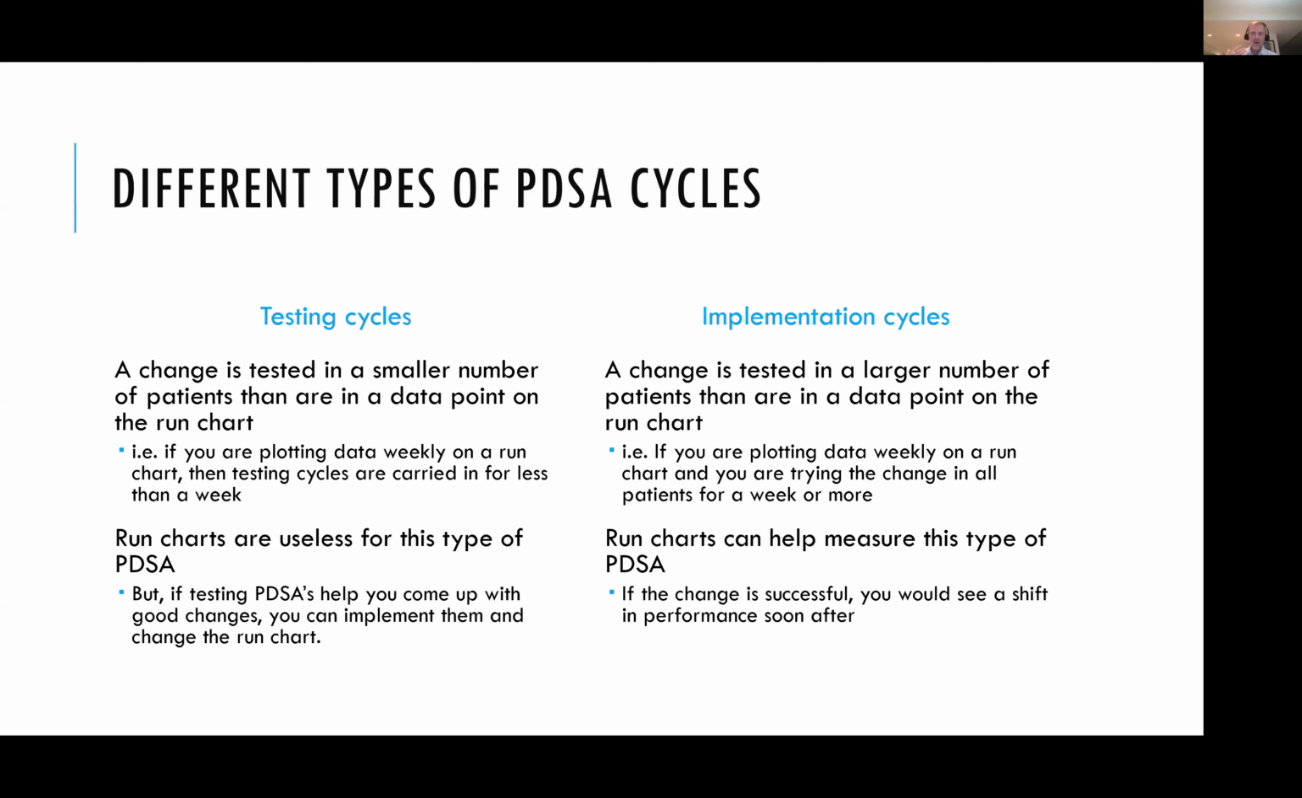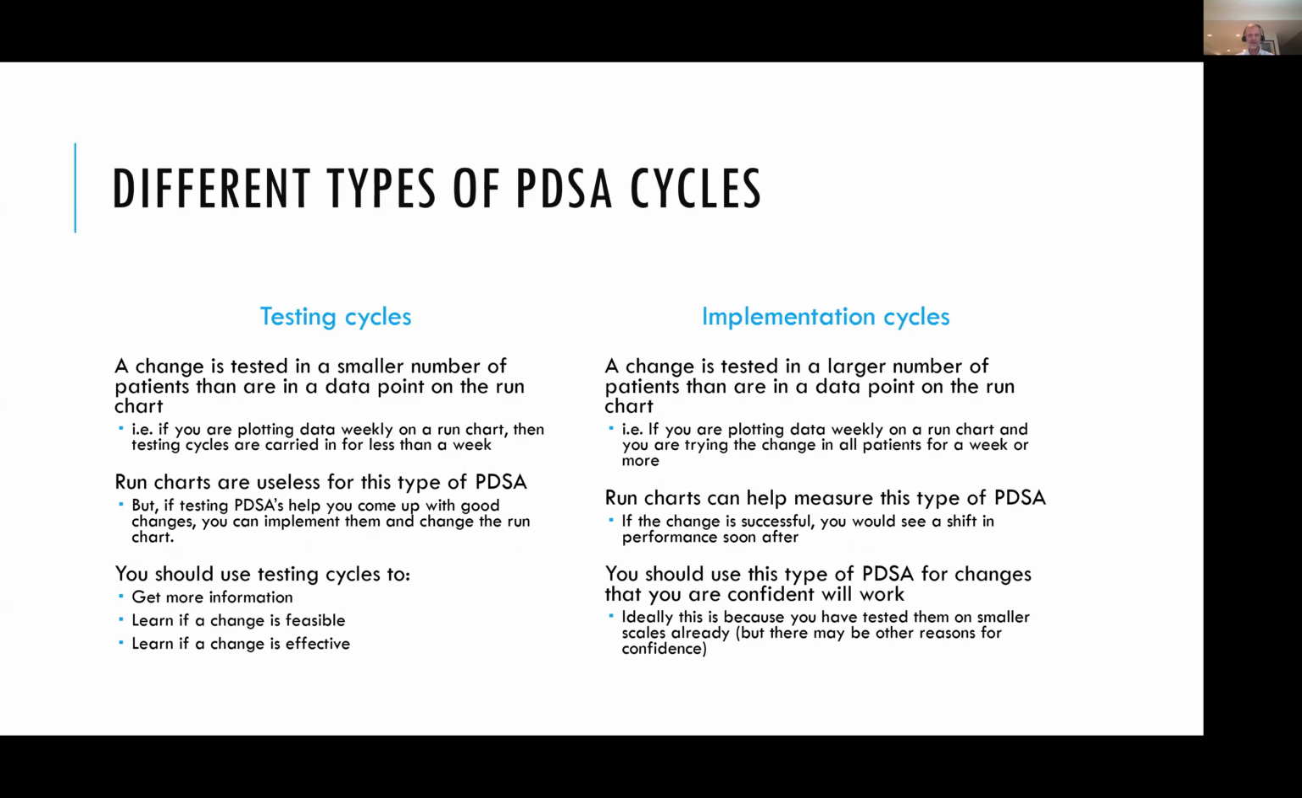So most of our PDSAs should actually be the testing cycles, right? They should be the little things that we try for a couple of patients or for a couple of hours to get new information, to learn if a change is feasible, to learn if it's effective, but we need to measure it in a different way. And once you've gone through a bunch of these cycles and built your confidence, then you can implement them, and then you can see the change on the run chart, okay?